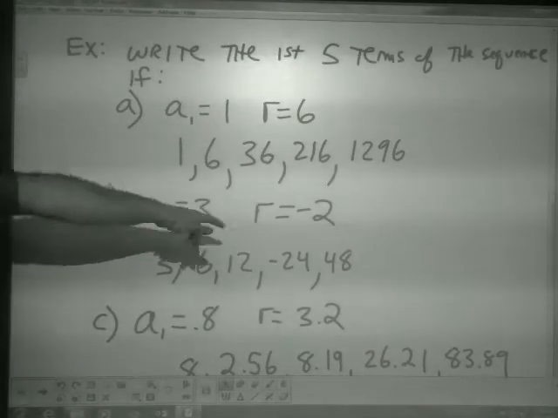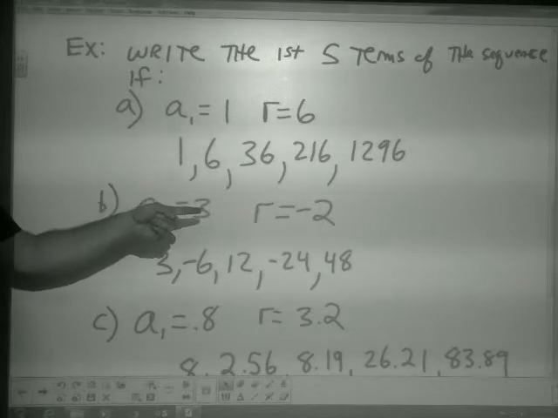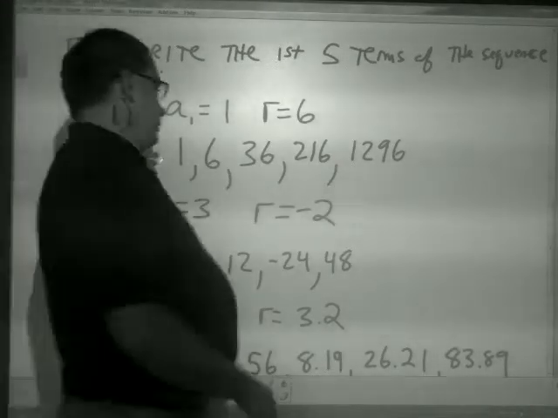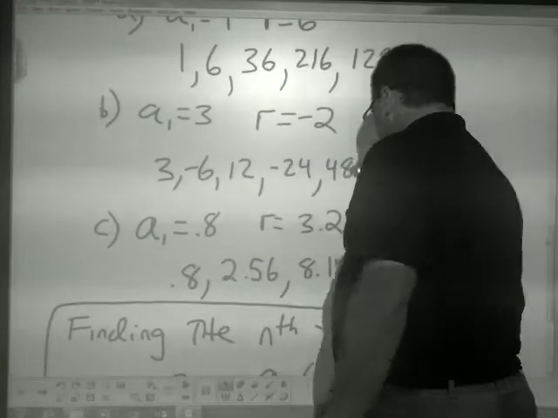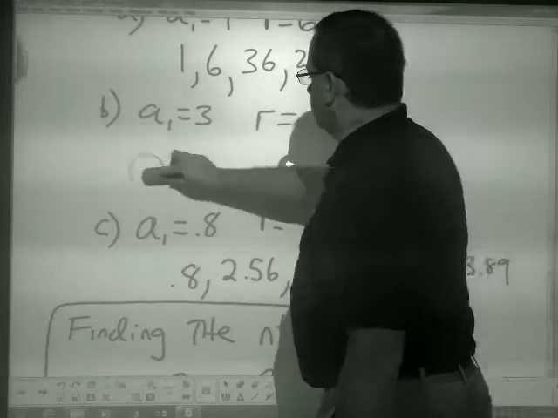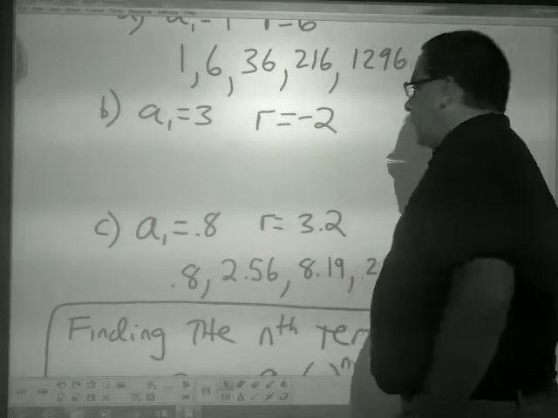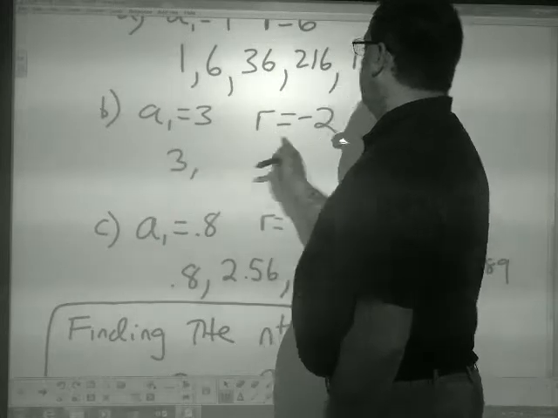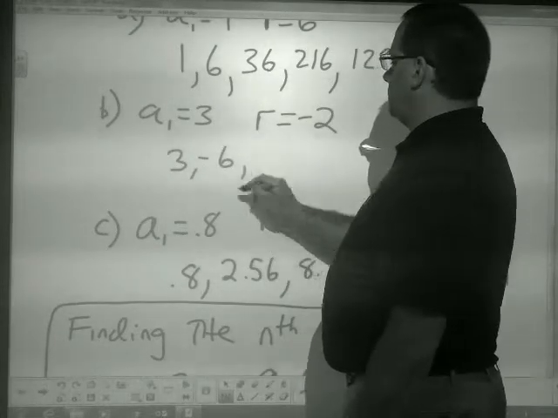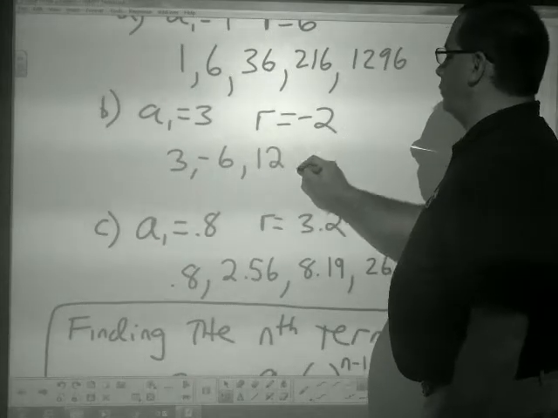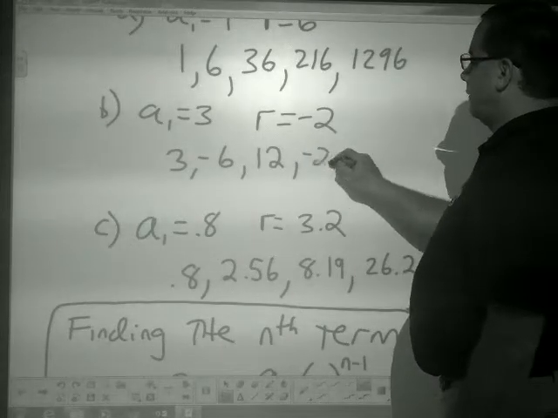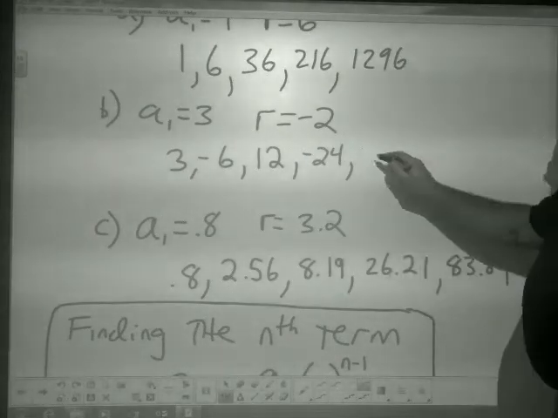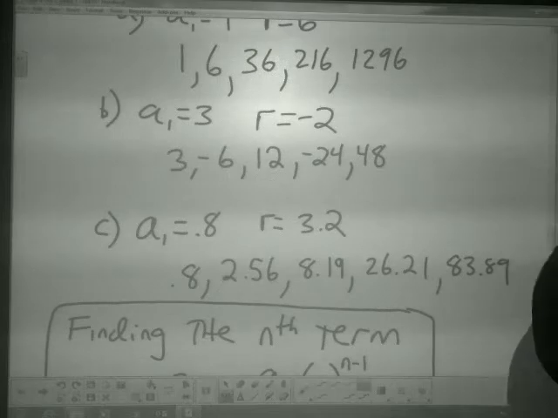So, for example, B, first term is 3, the ratio is negative 2. Alright? So we take 3 and we multiply by negative 2 every time. So 3 times negative 2 is negative 6, times negative 2 is positive 12, times negative 2 would be negative 24, times negative 2 would be positive 48.